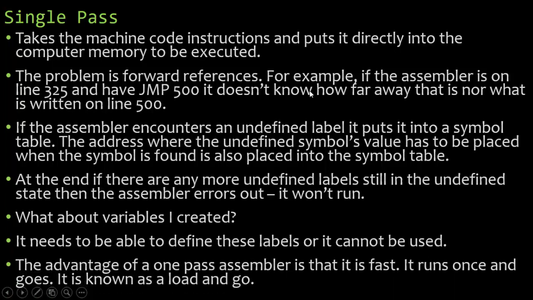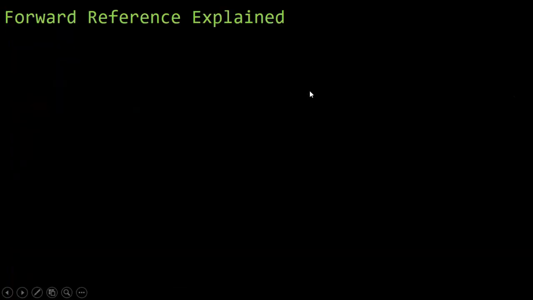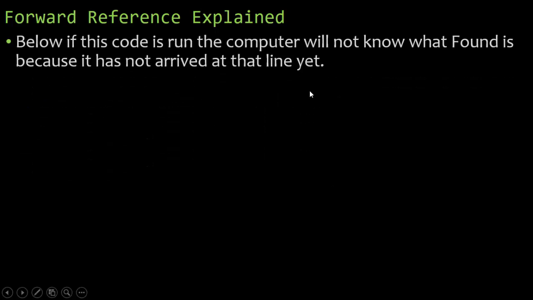The advantage of a one-pass assembler is that it's fast. It runs once and goes. It's known as load and go. So let's take a look at one of those forward references. We said forward reference is a problem. Let's talk about what that means. Below, this code is run, and I'll show you what the code looks like.